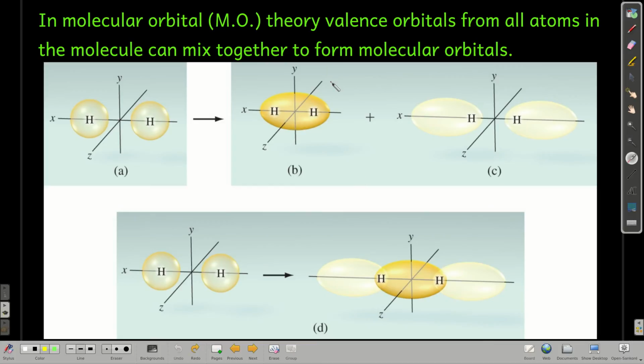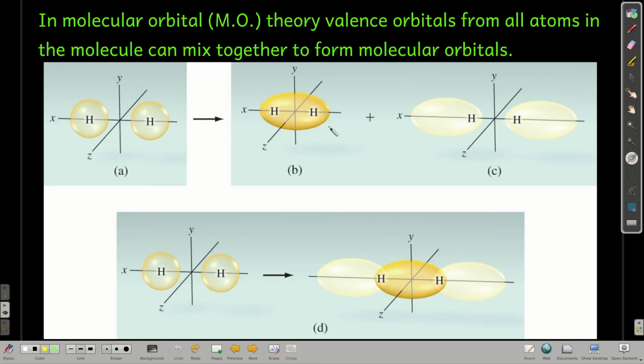We call these molecular orbitals. Now we'll start with hydrogen. Pretty simple. There's only two atoms. There's only the 1s orbital here and the 1s orbital here. And another thing about combining orbitals, just like in hybridization theory, however many we start with, we always have to make that many. So we're going to start with a 1s orbital from here and a 1s orbital from here, and we're going to get two molecular orbitals.